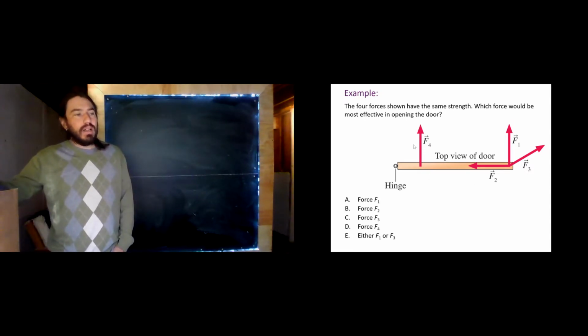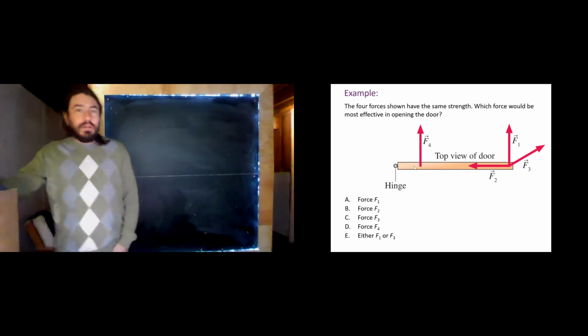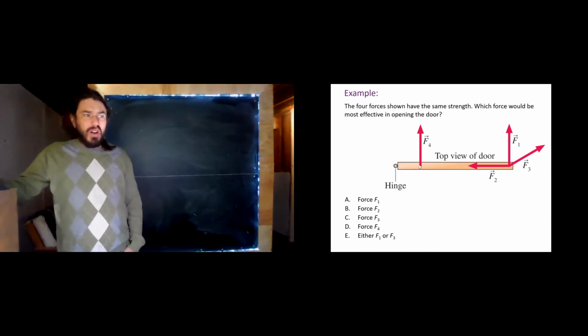Notice we've got F1 here, F2 here right along the door, F3 at some angle, and F4 kind of over here closer to the hinge. Hinge is here. Presumably my door handle is over here. What do you think about it? Pause the video. I'll see you on the other side. If you're not sure, go try it. Go open a door.